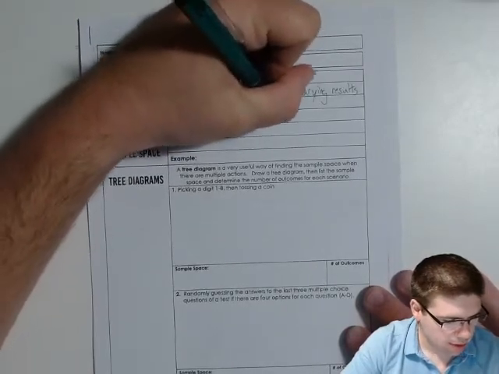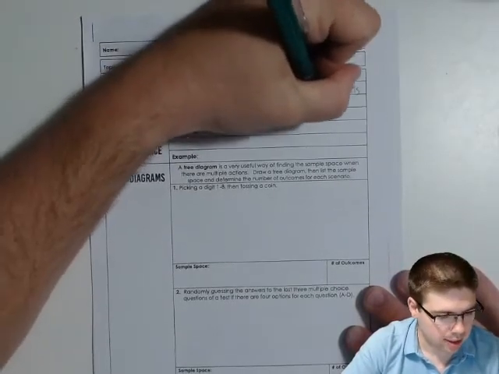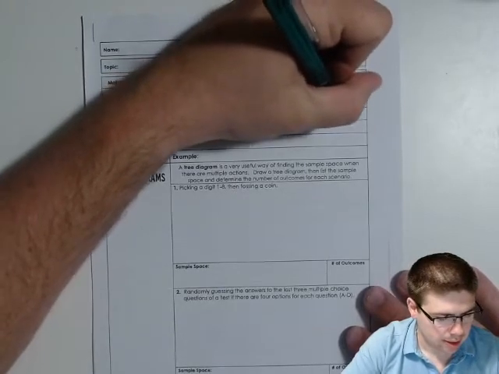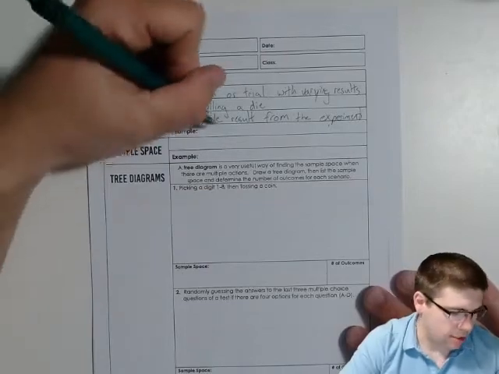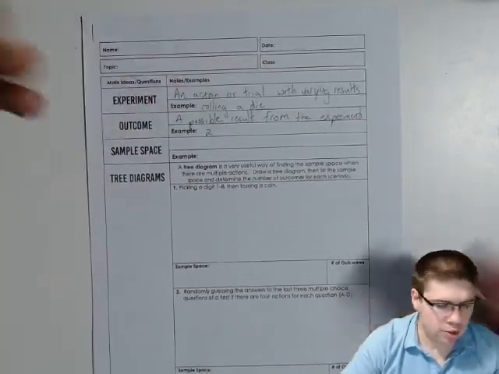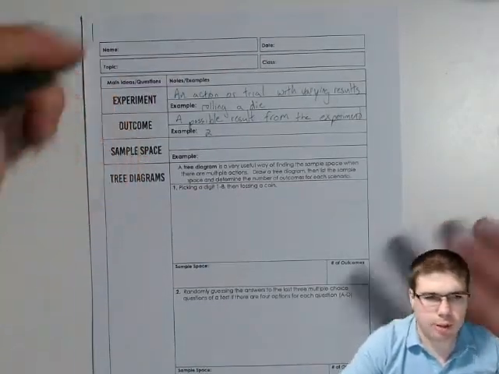So an outcome is a possible result from the experiment. To follow with our previous example, a possible result from rolling a die is that you get a 2. When you roll it, that's one of the possible results.